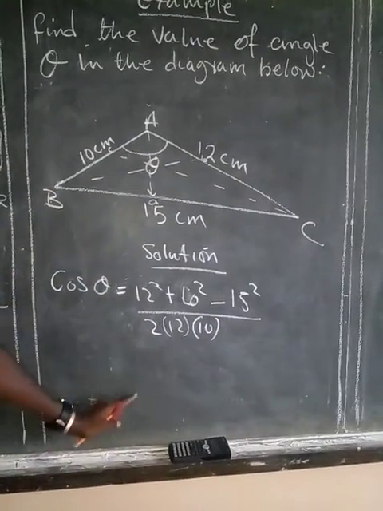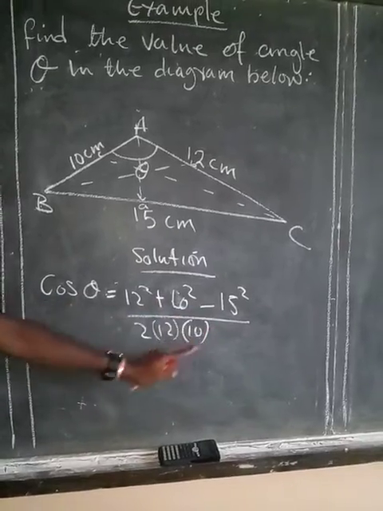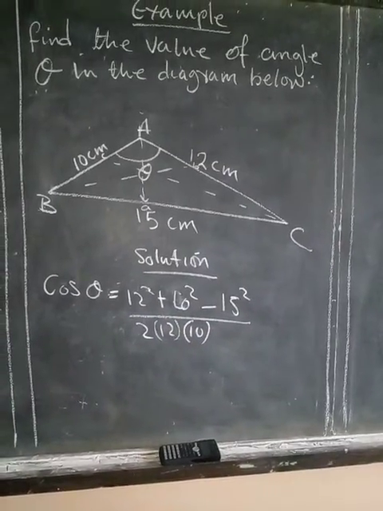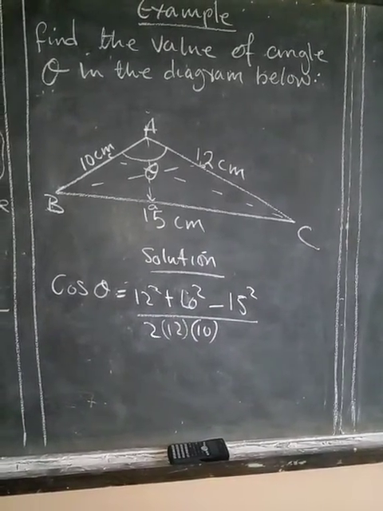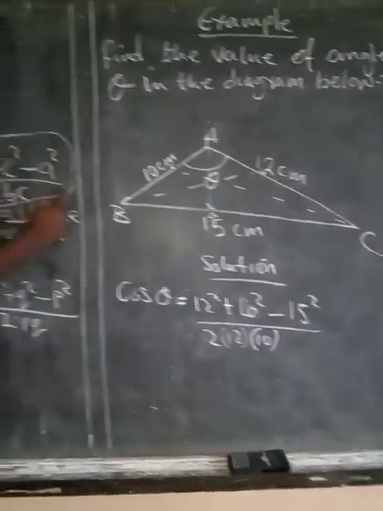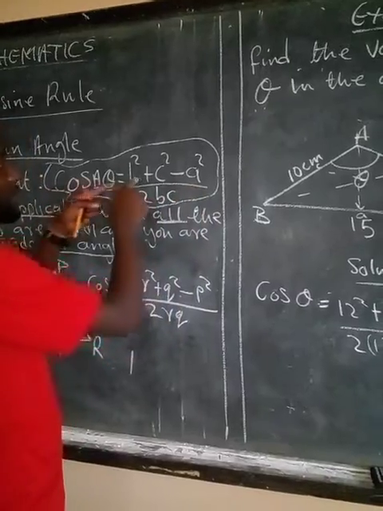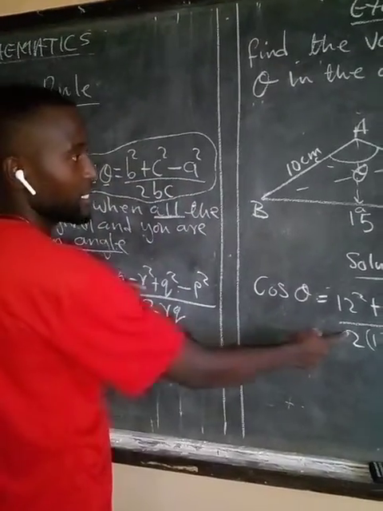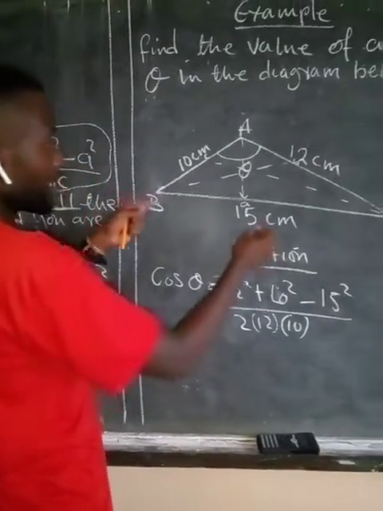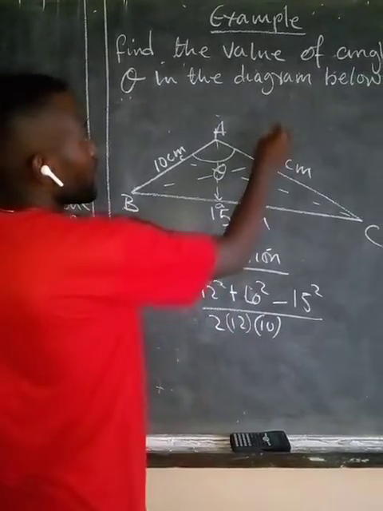So this is how I'll do. I've just replaced everything on the formula which we have identified to be this formula here. This is a formula for cosine rule. So we just replace what is my B, C, A here. In other words, you can just write a formula for you to understand it better.